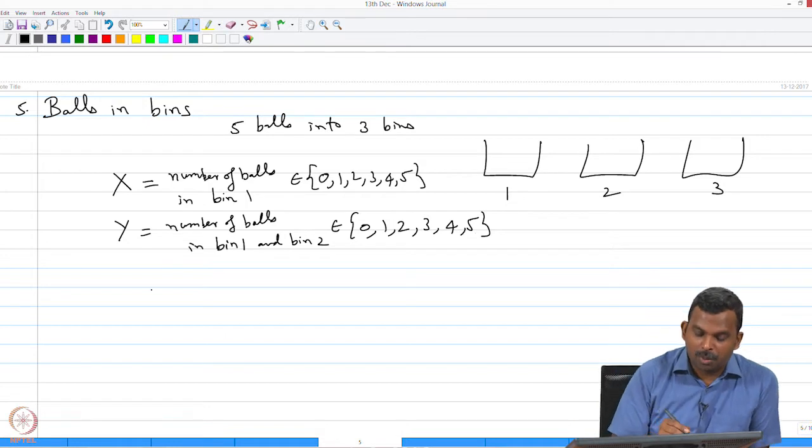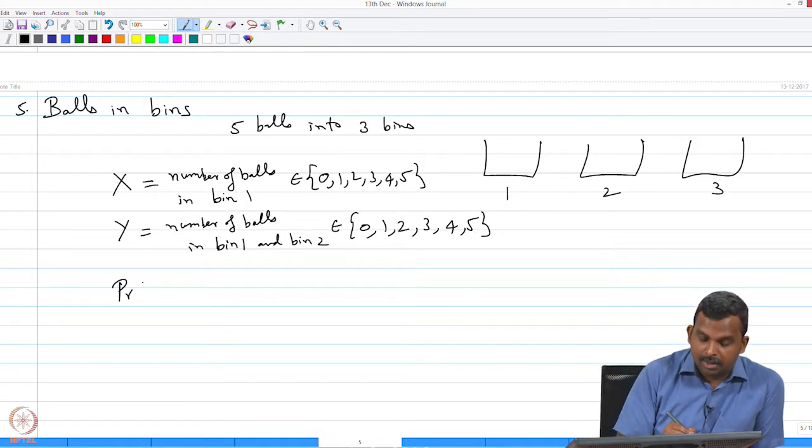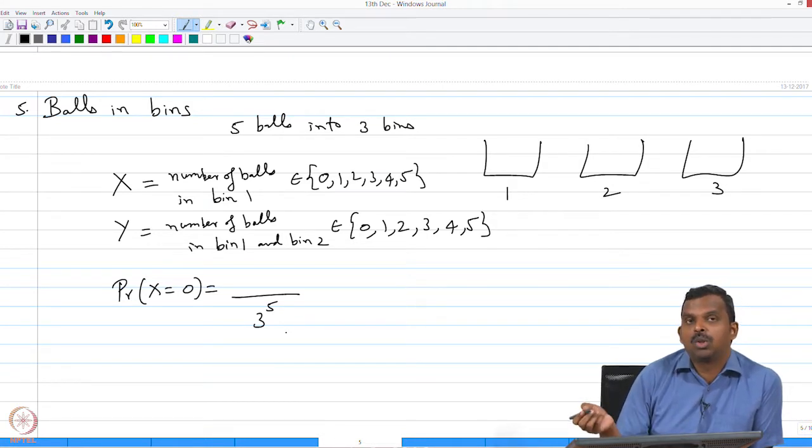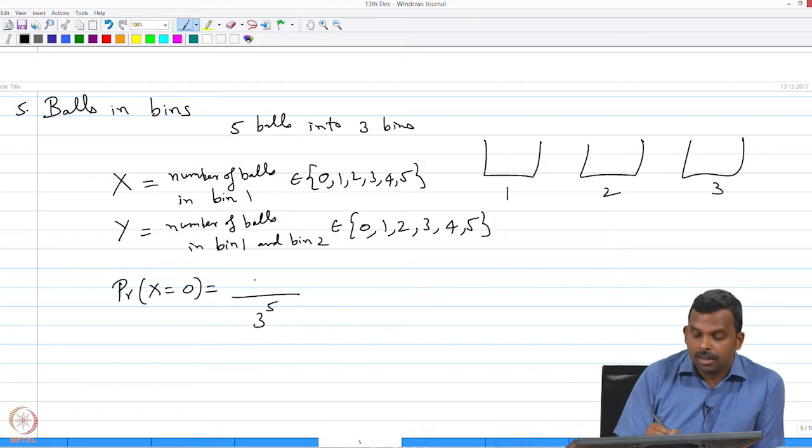So, now computing probabilities here is going to be a bit interesting. So, let us say probability that x equals 0 is what I am interested in. Okay. Remember, each of these balls could go into one of 3 bins. So, you have 3 power 5 in the denominator. I want none of them to go into the first bin, right. So, all of them should go into either the second bin or the third bin. So, you have 2 power 5 possibilities. So, another way to write it is 2 by 3 power 5.